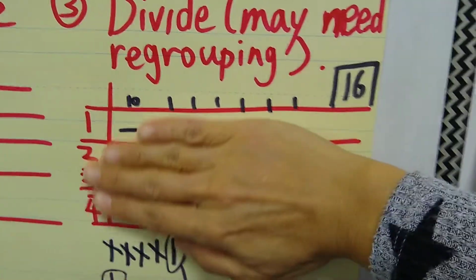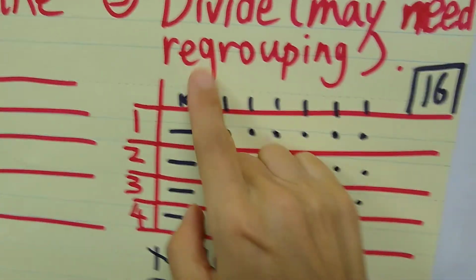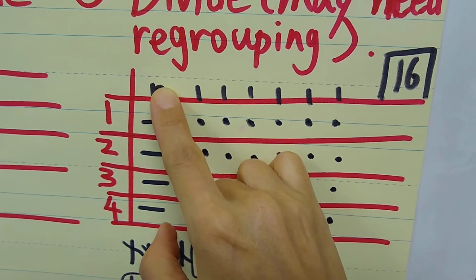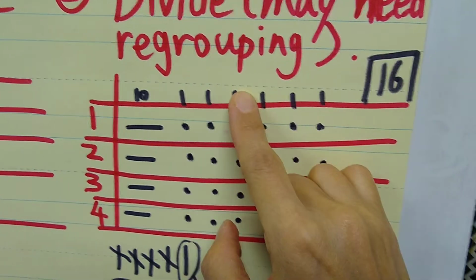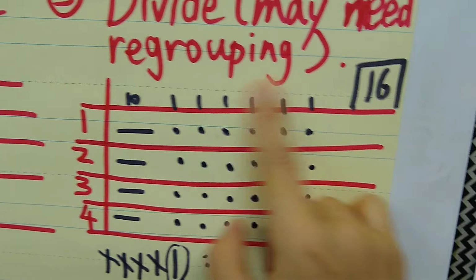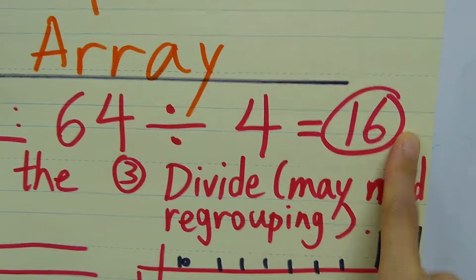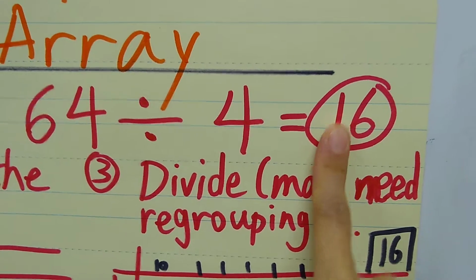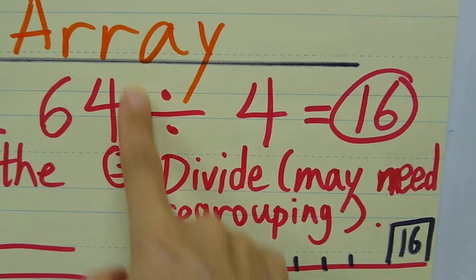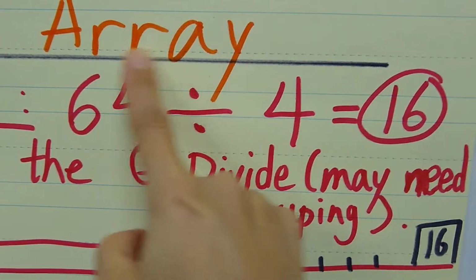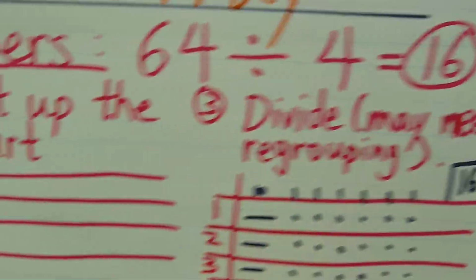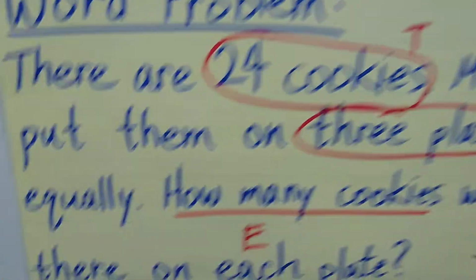Then I label the top. Only look at the first row. This one line means 10. Then you have 1, 1, 1, 1, 1, 1. And you add them all up. The answer is 16. 64 divided by 4 equals 16. Because 4 times 16 equals 64. Remember, in division, the first number is the biggest number. You cannot have a number bigger than that, at least in 3rd grade.